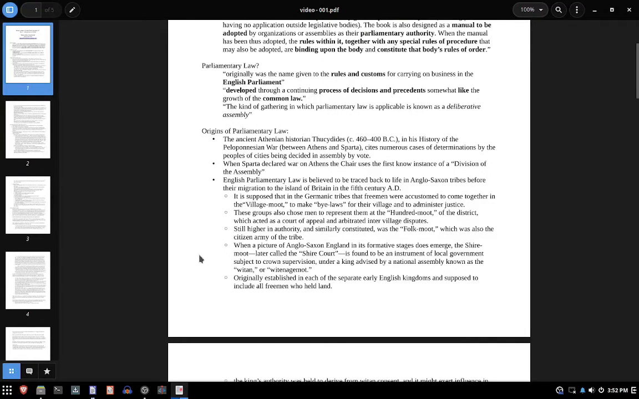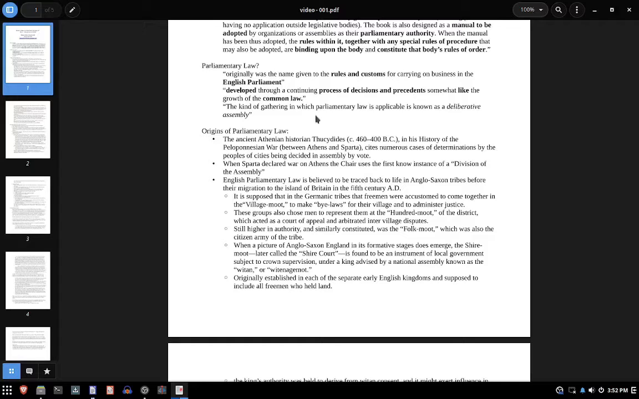Now, the origins of parliamentary law. It is believed to start with Thucydides, and I probably murdered that, in his History of the Peloponnesian War. He cites numerous examples of local cities being decided by vote, where people would come together and say, okay, should we do X? All in favor say aye. And he recorded the first known instance of the division of the assembly when Sparta declared war on Athens.